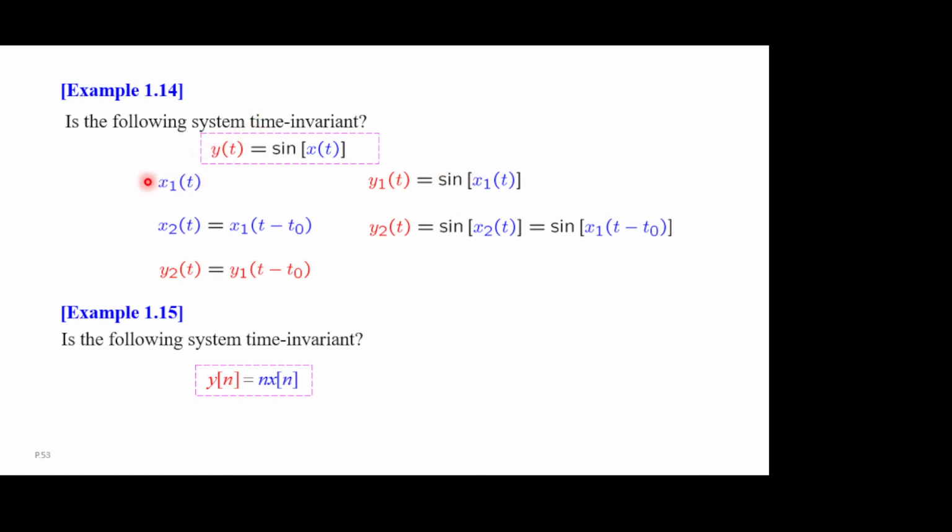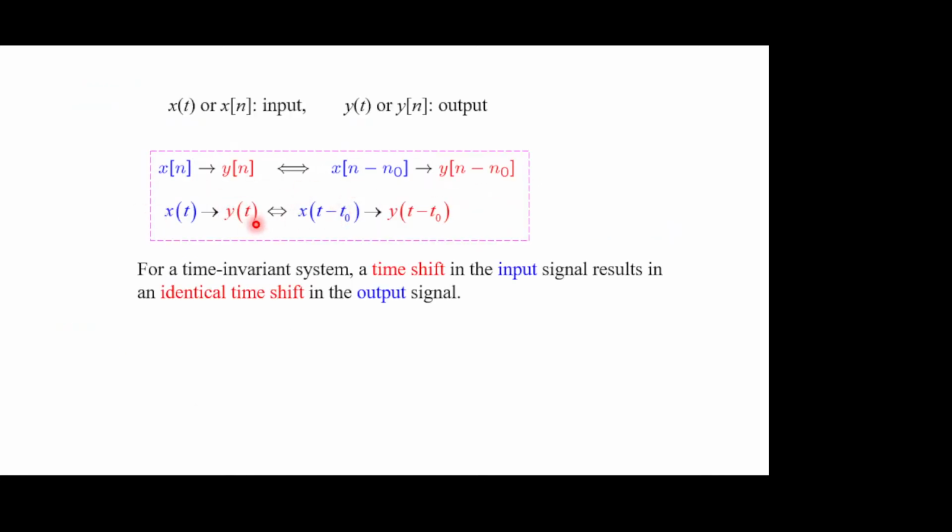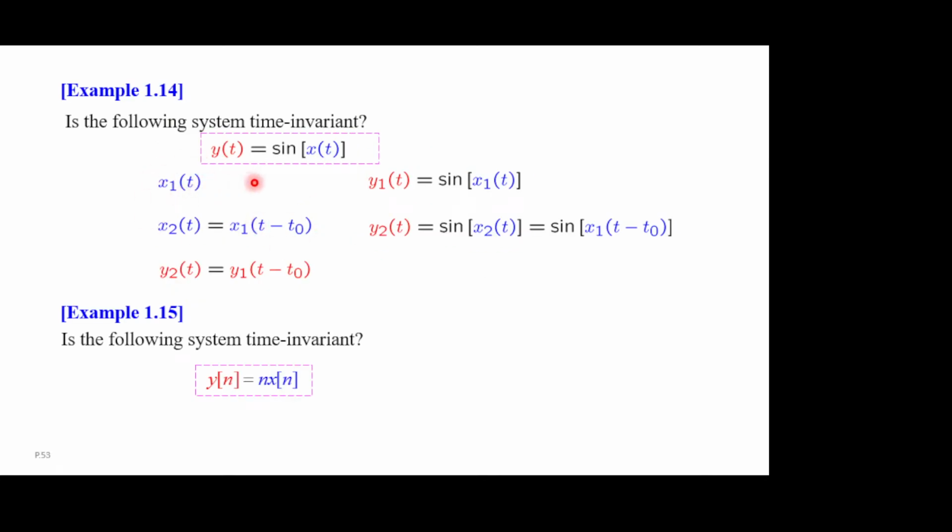We have an arbitrary x of t as input, and the corresponding output y of t. Let's call this x1 because there is going to be an x2 that's a time shifted version. So x1 of t corresponds to output y1 of t, and we can calculate y1 of t just through this relationship. The system is given here, so y1 of t equal to sine of x1 of t.